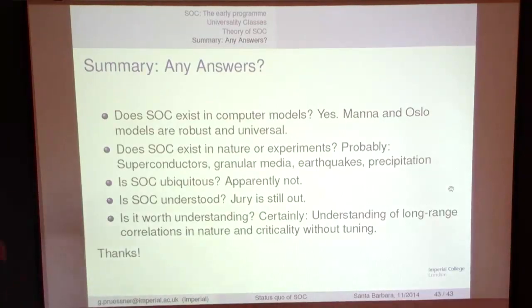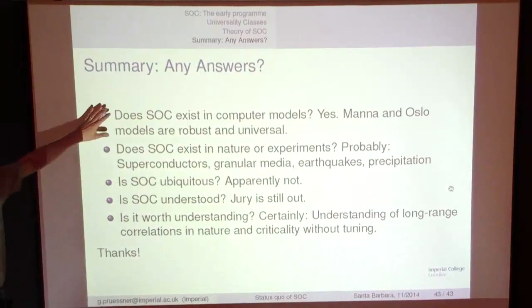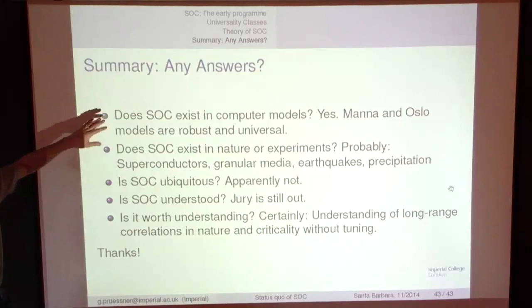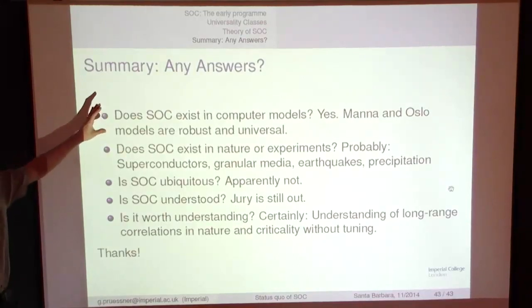So I think I've got little doubt that self-organized criticality exists in computer models. I'm happy with that. I've seen lots and lots of numerics. I've done lots and lots of numerics. And I think that's really believable. It's big systems, decent numerics, and robust scaling behavior, at least for the Manna and Oslo model. I think there can be little doubt that self-organized criticality, as originally envisaged, really does exist.